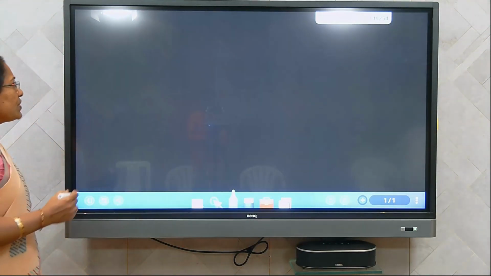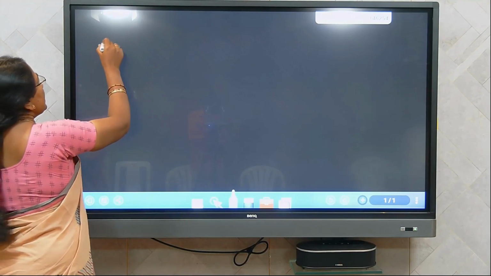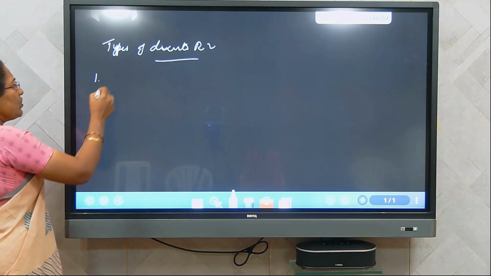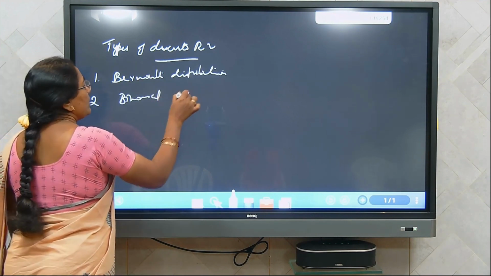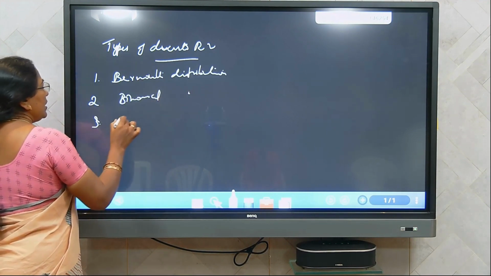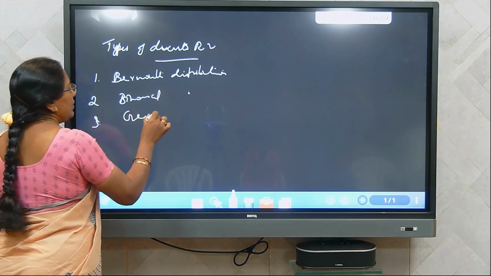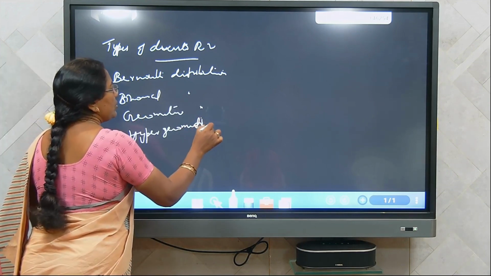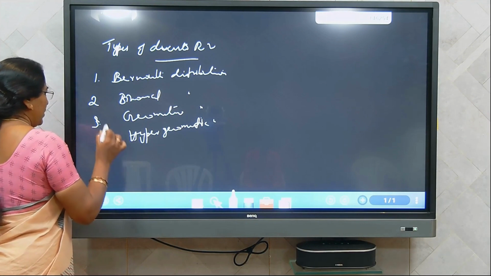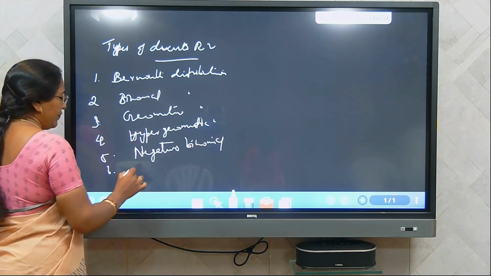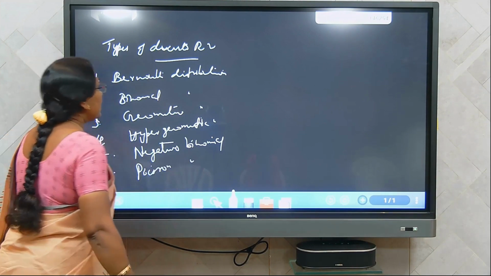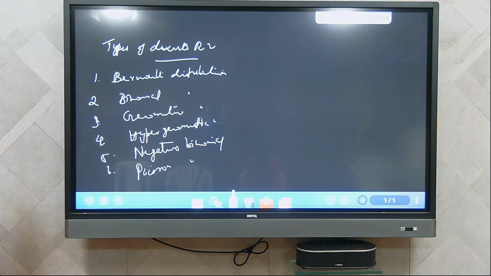Next, I will introduce some of the types of discrete random variables. First one is Bernoulli distribution, and second one binomial distribution, and then geometric distribution, and then hypergeometric distribution, and then negative binomial distribution, and then finally Poisson distribution. So these are some of the discrete distributions we are going to cover.